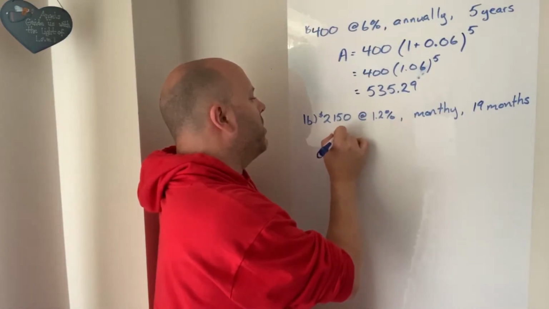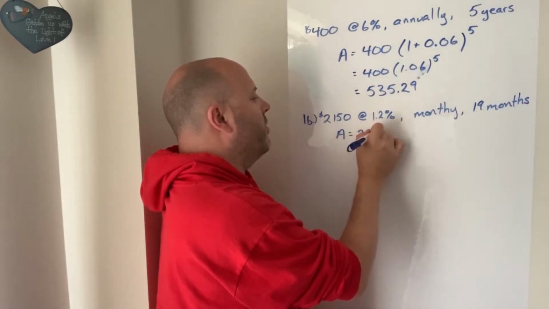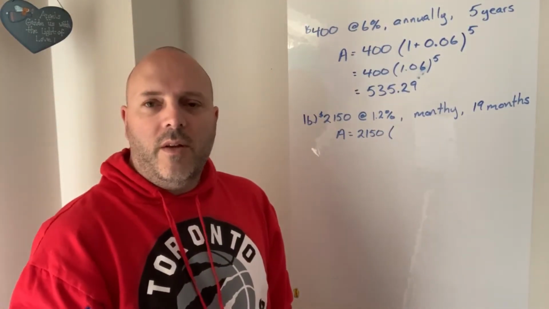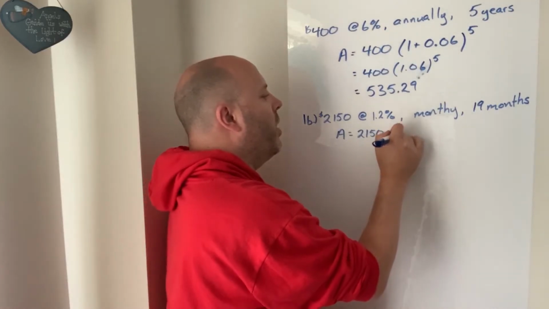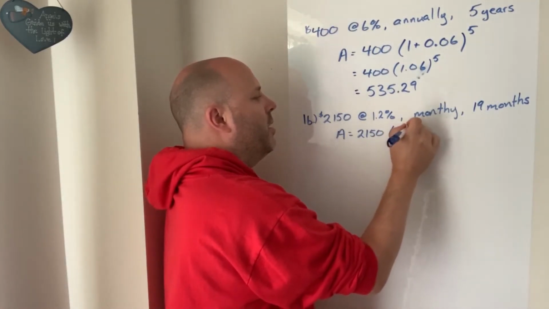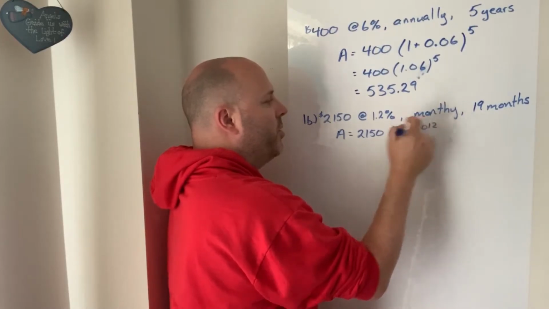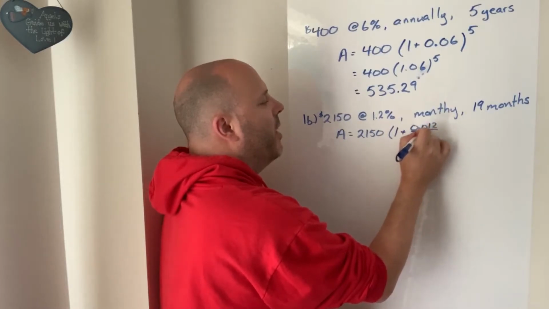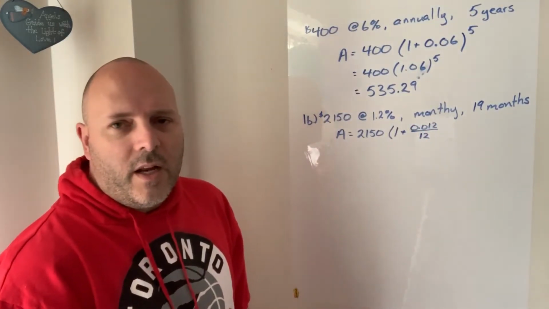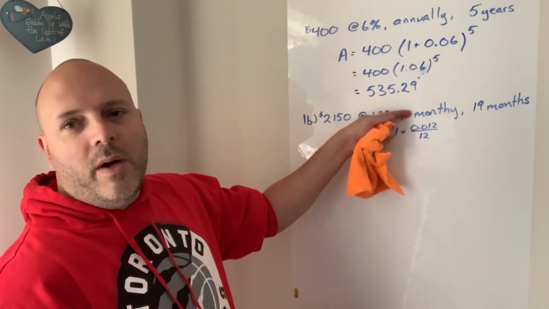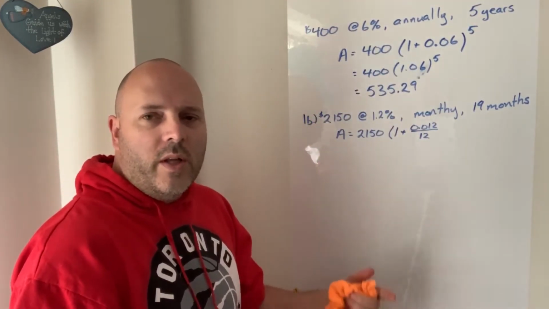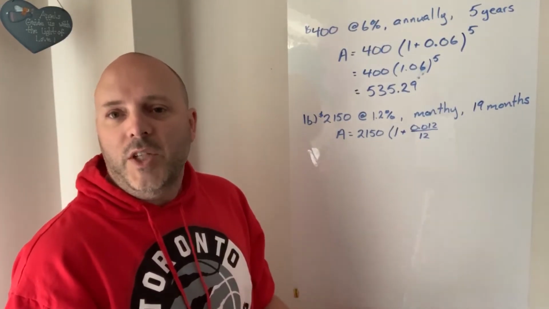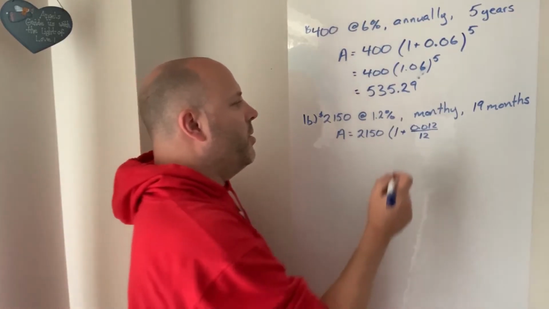So the future amount is going to be $2,150 times. Now remember, I said we get a little bit of the interest each month, right? So it's going to be 1 plus 0.012. That's my 1.2% written as a decimal. And I'm dividing that by 12. Why am I dividing it by 12? Because this is being compounded monthly. If it was quarterly, that would be 4 times, so it would be divided by 4. If it was weekly, it'd be 52 times in the year, so it'd be divided by 52.